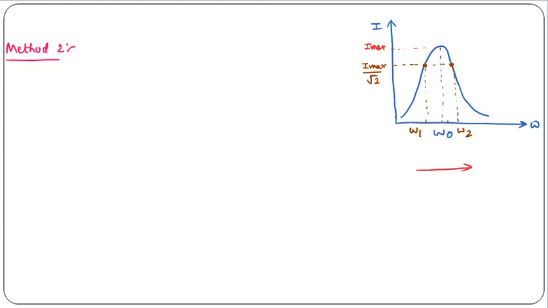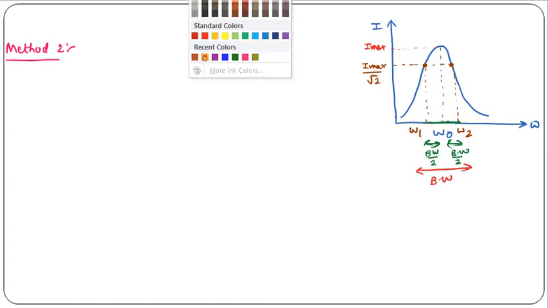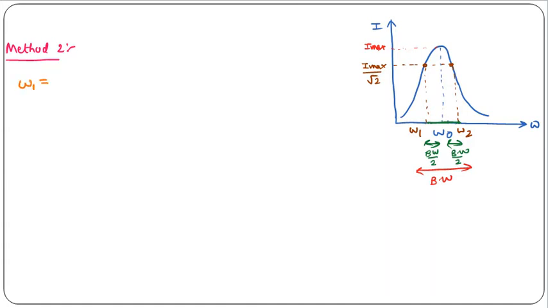The difference between these two gives us the bandwidth, that is the range of frequency at which the current magnitude is 0.707 of the maximum value. So if we want to calculate omega 1, this portion is half of the bandwidth. If from here to here the entire region is bandwidth, then this is bandwidth by 2, and again this portion is bandwidth by 2. So from here, to calculate omega 1 using these characteristics, omega 1 will be given by omega naught, that is the resonating frequency, minus bandwidth by 2.